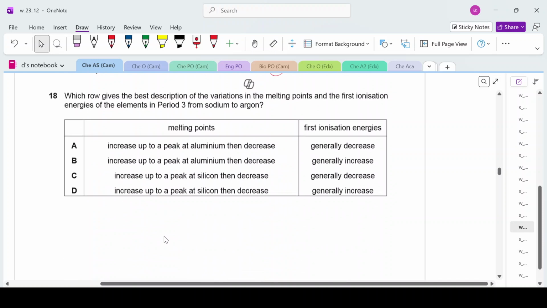Number 18. Which row gives the best description of the variations of melting points and the first ionization energies of the elements in period 3 from sodium to argon?